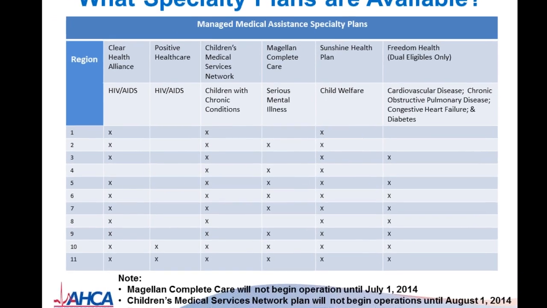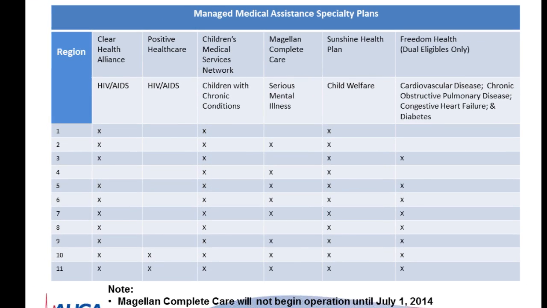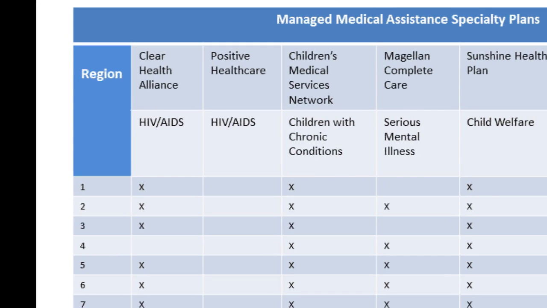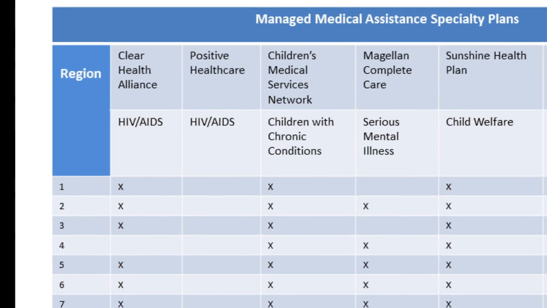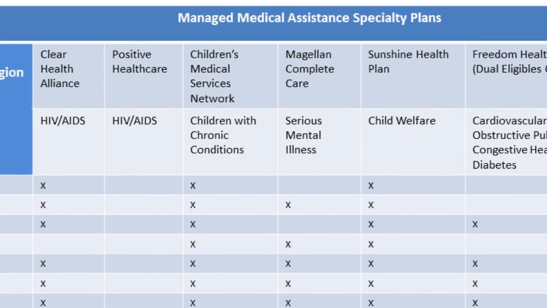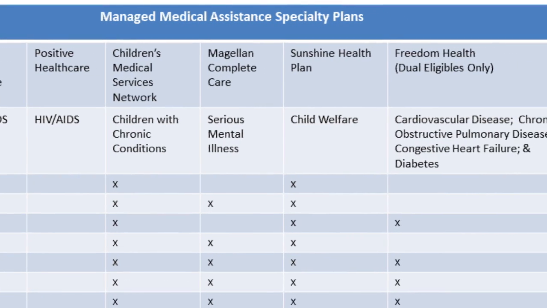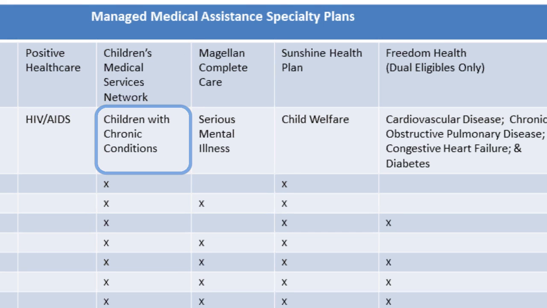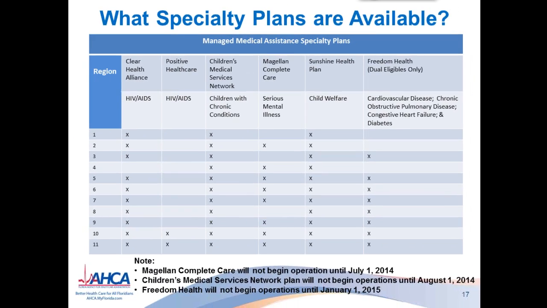This table depicts the MMA specialty plans and where they're located throughout the state. So across the top you can see that there's a specialty plan for recipients with HIV or AIDS, operated by Clear Health Alliance. We also have another specialty plan for HIV and AIDS through Positive Healthcare. And then across the bottom, the X's will show you where those plans are located throughout the state. The Children's Medical Services Network for children with chronic conditions is available across the state.